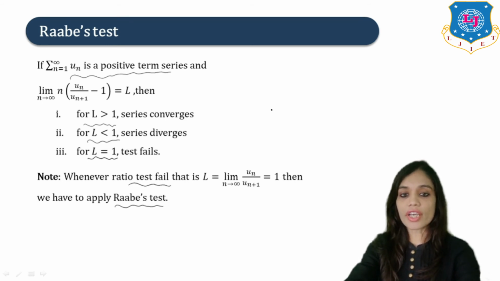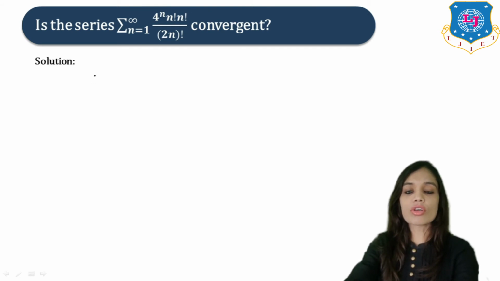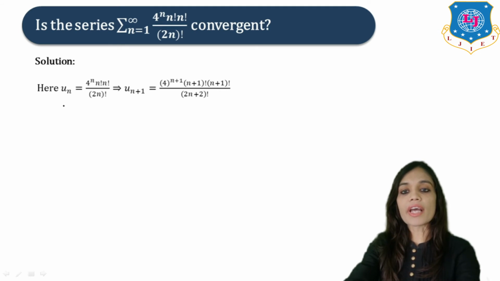So whenever the ratio test fails, we have to apply which test? Raabe's test. Now let us find the convergence of the series summation n equal to 1 to infinity 4 raised to n into n factorial upon 2n factorial. Let us start with its solution. Firstly we will apply the ratio test.